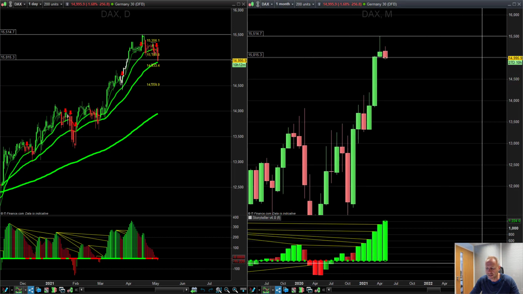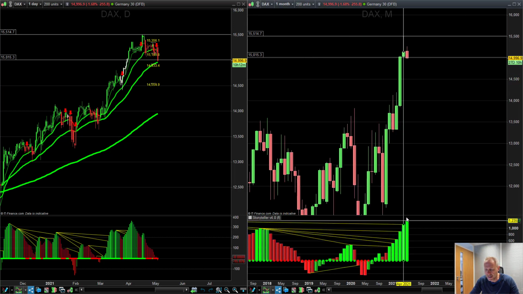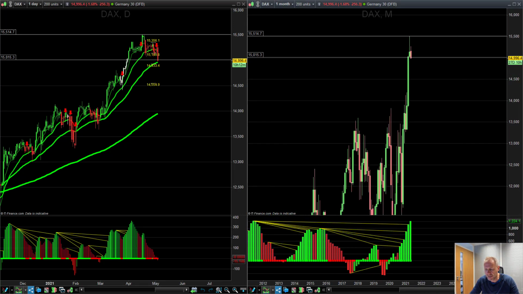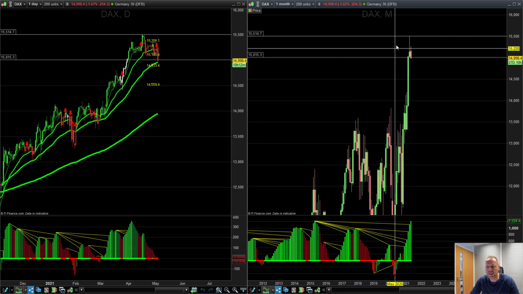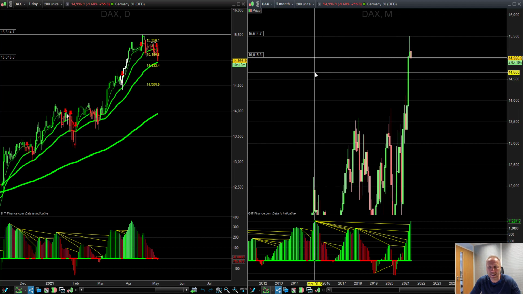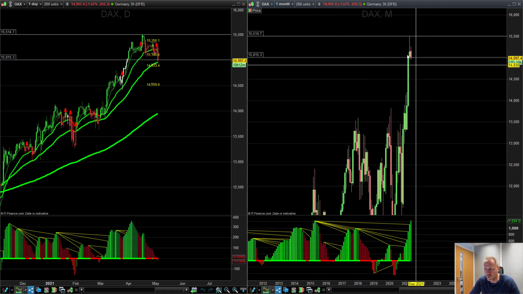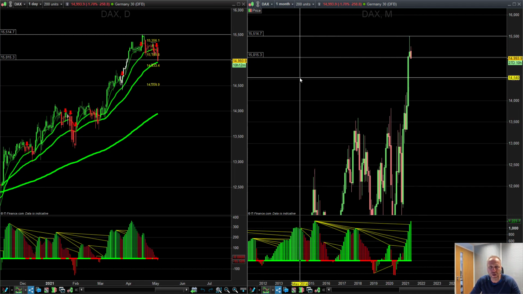Now, the other thing I'm looking at here, guys, is the extension on the storyteller, the momentum indicator. It's up really high on the monthly time frame. We're very, very extended. It needs a pullback. It needs a healthy pullback. A pullback back to 14,500 in the German DAX will still make it in an uptrend. It's just whether you want to take on this type of trade and whether it's in your trading plan.